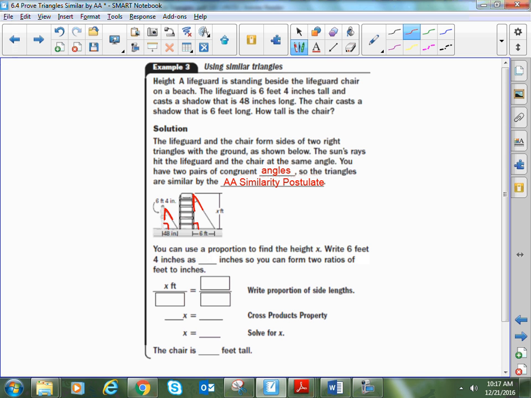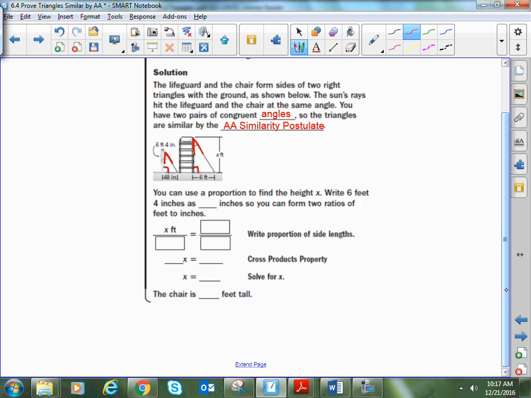But this is a very classic kind of question with proportions where we're just going to say, how tall is the chair in this case? Well, we know that the lifeguard is 6'4" tall, and he casts a shadow that's 48 inches. Now, there's one thing right away that I'm a little concerned about. They're giving me lengths in two different units. One's in feet, one's in inches.